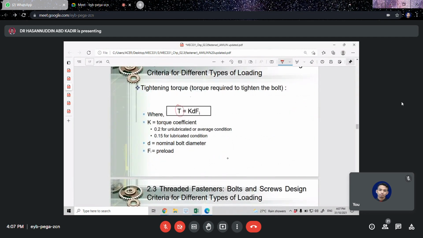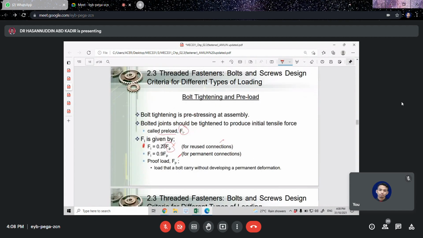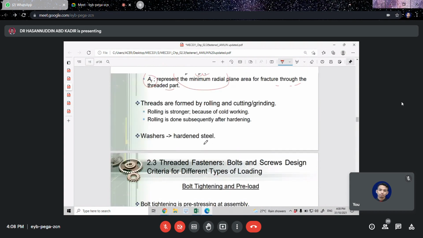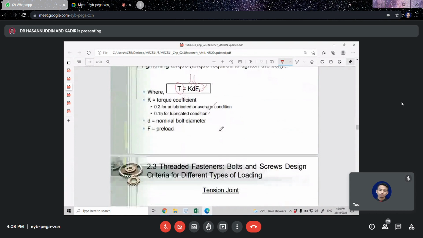Then we have the coefficient. I said before, either they are unlubricated or lubricated condition. So they have a D, the value of D, nominal bolt diameter. Then this one, either they will give it to you or you need to find it. So Fi, this preload is from above, okay, from up here, Fi. Then you multiply with the 0.75 FP, proof load. The proof load you get from here, SP multiplied with the 80.